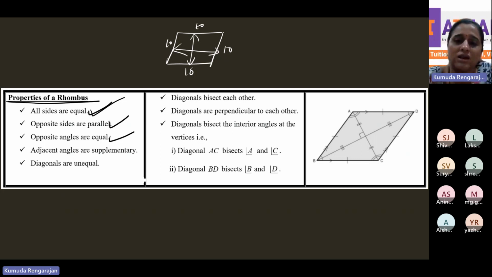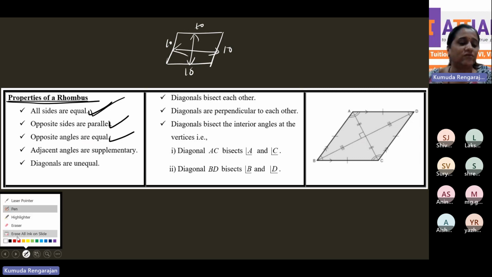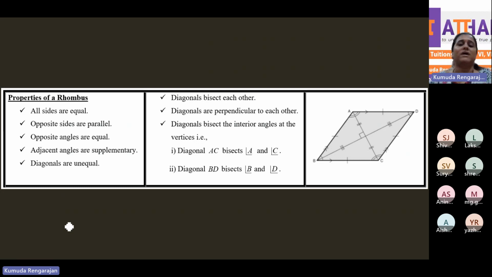When we say all sides are equal, it also means opposite sides are equal. So the property is modified. Opposite sides equal, all sides equal. So that's what it is. That's the difference between a rhombus and a parallelogram. In a parallelogram, only opposite sides are equal. In a rhombus, all the sides are equal.